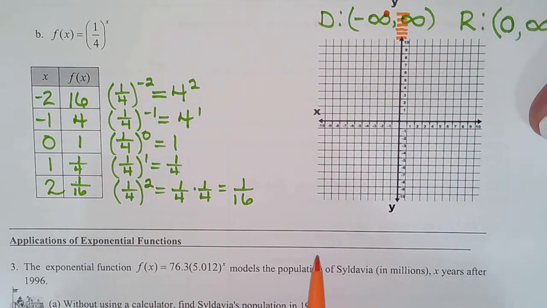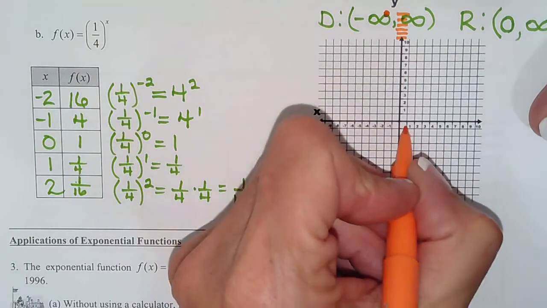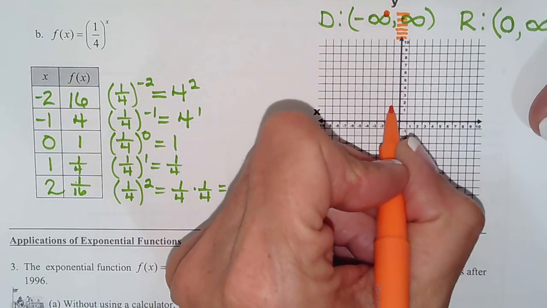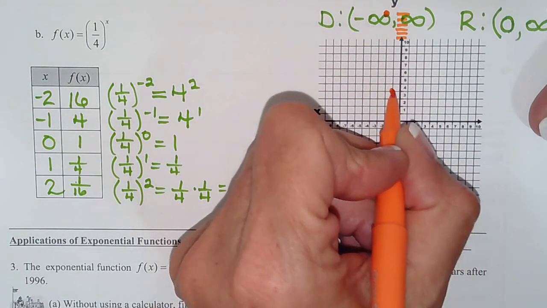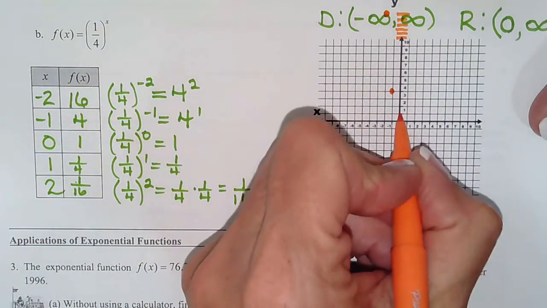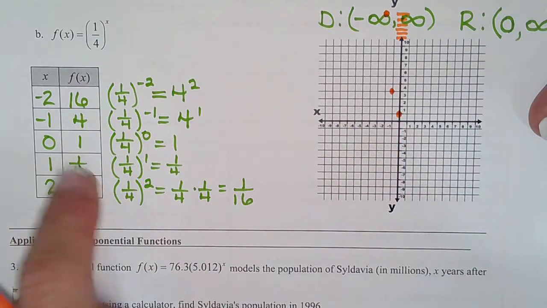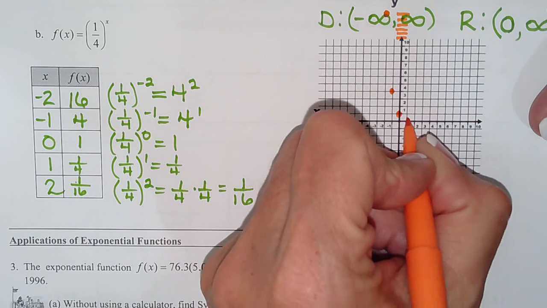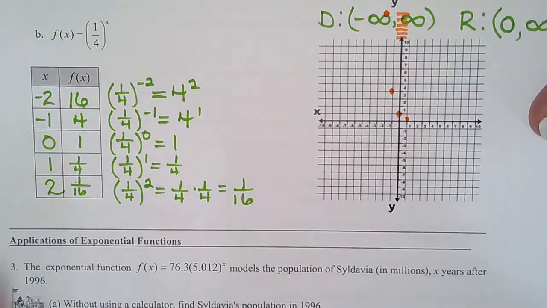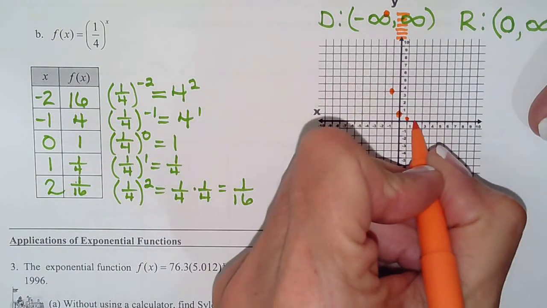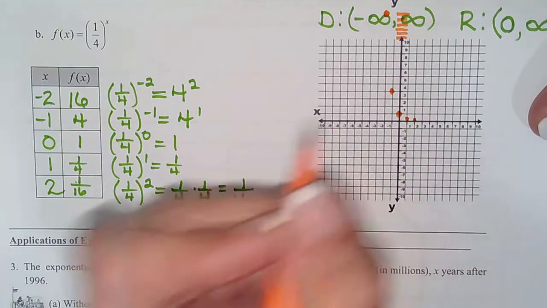So -2, 16. -1 goes with 4. 0 goes with 1. 1 goes with a 4th, which is just a little bit above 0. And 2 goes with a 16th, which is even closer to 0.